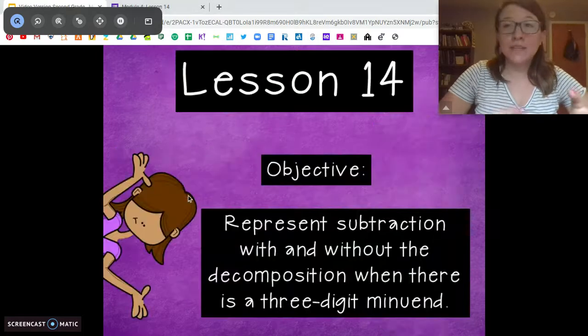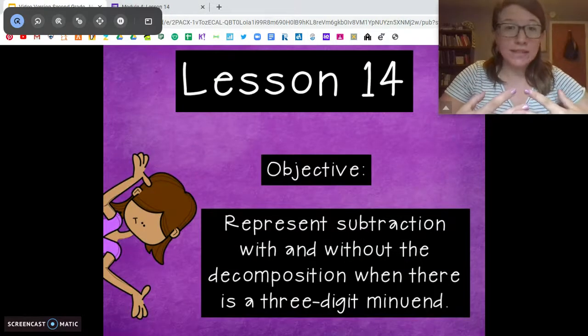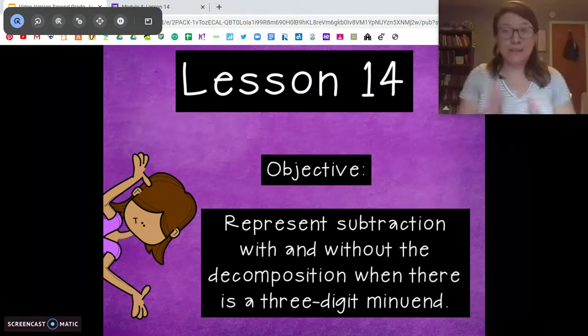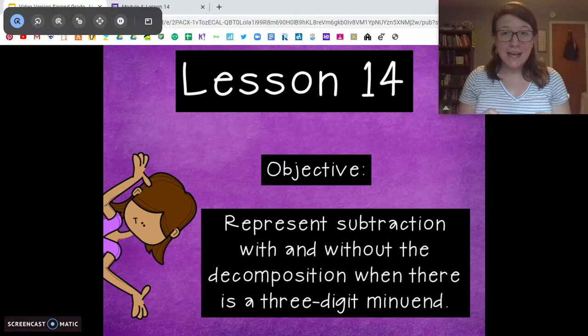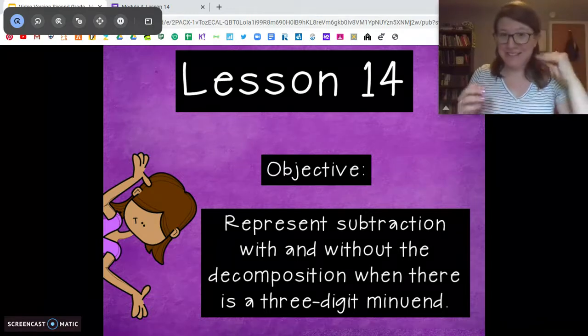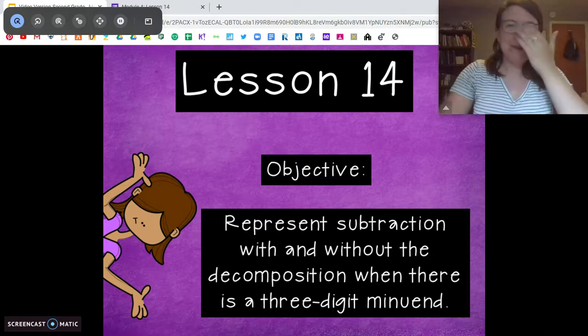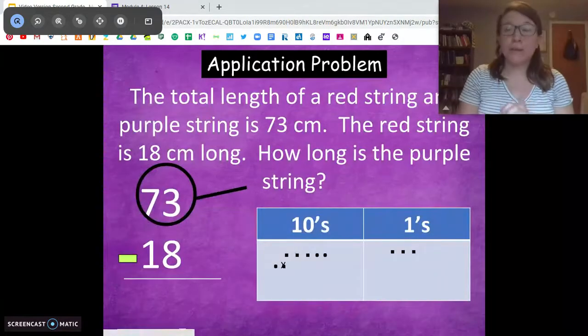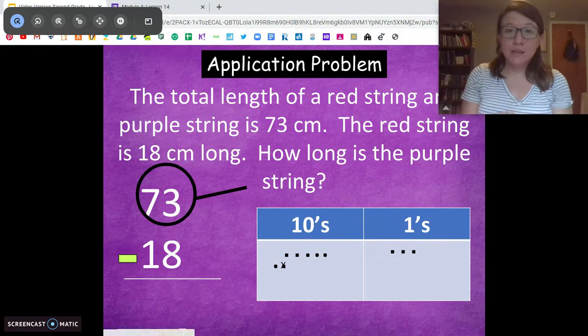So in lesson 14, we're going to review everything we did with decomposing when we need a new 10 and subtracting in the vertical way. But this time, instead of just adding with 2-digit numbers, we're going to add that hundredths place too. So it's going to be exciting. Before we do that, let's warm up with an application problem. Make sure you have paper and pencil for this one, and let's get into it.